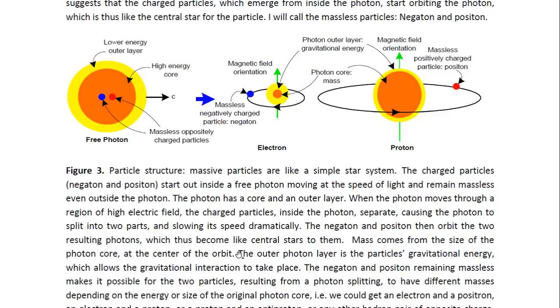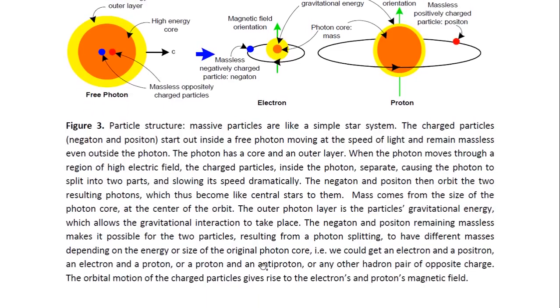When the photon moves through a region of high electric field, the charged particles inside the photon separate, causing the photon to split into two parts and slowing its speed dramatically. The negaton and positron then orbit the two resulting photons, which thus become like central stars to them. Mass comes from the size of the photon core, the orange part, at the center of the orbit. The outer photon layer is the particle's gravitational energy. So this yellow part is the gravitational energy, which allows the gravitational interaction to take place.